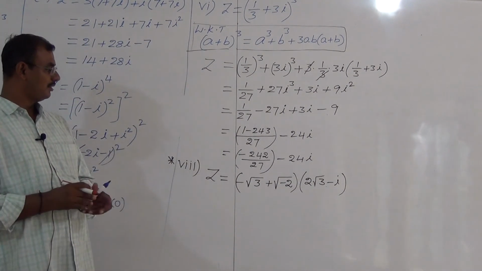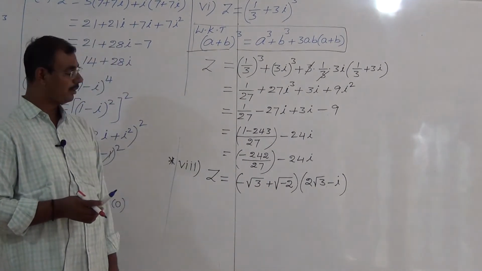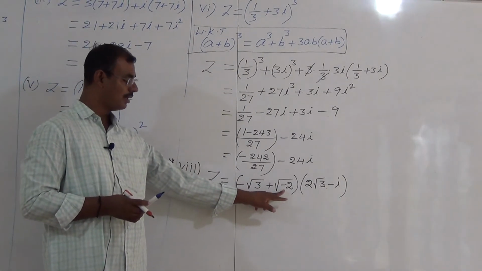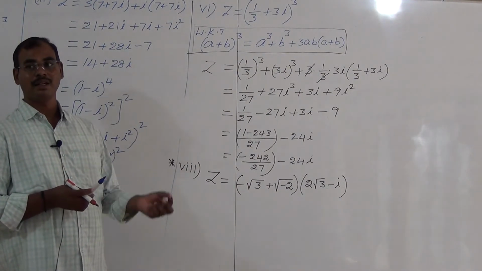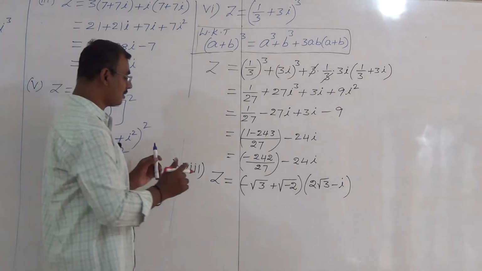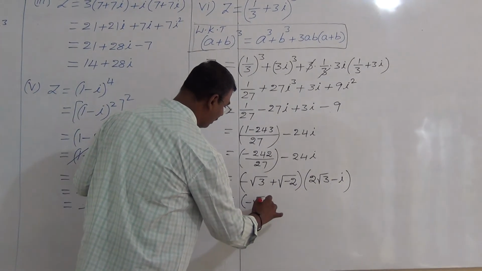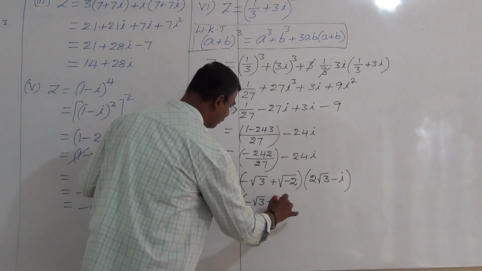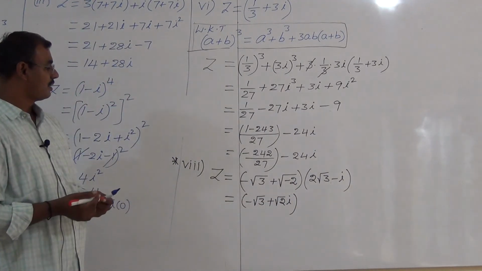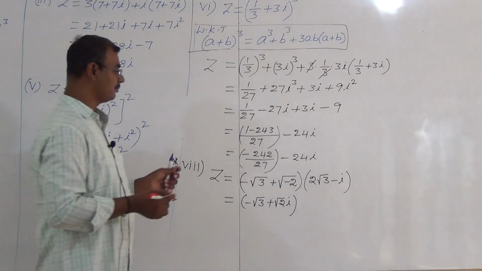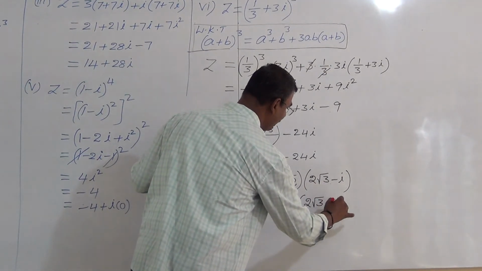Now we are observing, is it in a plus iota b form? Yes. Why? Because I have given the property, square root of minus a. What is the square root of minus a? Square root of a into iota. So we should convert to that form. Minus root 3 plus root 2 into iota. Square root of minus 2 equals square root of 2 into iota, into (2 root 3 minus iota).